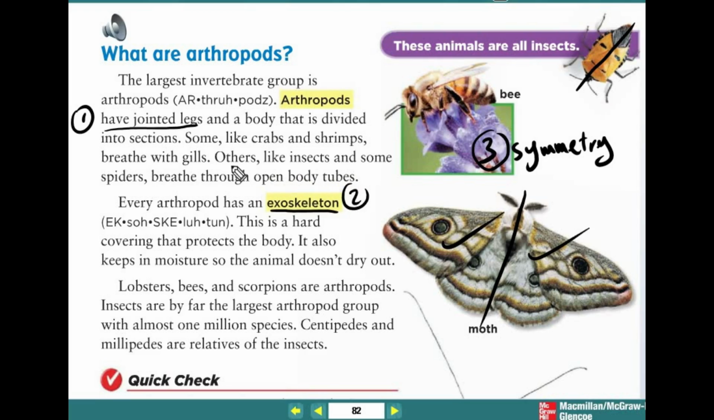Yeah, if you look over in the book here, you can see that the spiders and insects breathe through open body tubes, through their body. And now I am going to show you a picture of that.